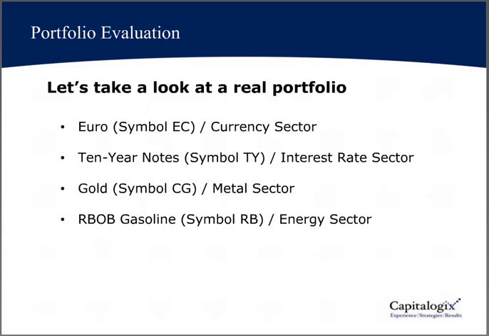So I've got Euro, I've got 10-year notes, I've got gold, and I've got RBOB across four different sectors: currencies, interest rates, metals, and energies. But you could just as easily replace that with four different stocks or four different ETFs. The point being, as I mentioned in one of the previous presentations, it's very important in the selection of the individual markets, which ones am I going to bring together?